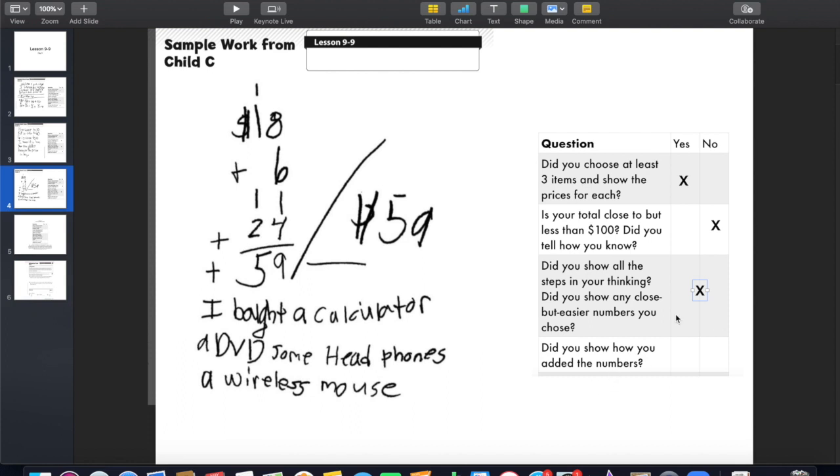Did they show how they added the numbers? I'm also going to put that in the middle because they show here how they're adding, but again, that's not what the question is asking. So if I completed something like this and I filled out my review and revise like this, I would say this is something that the student should start over and they should try their explanation again.